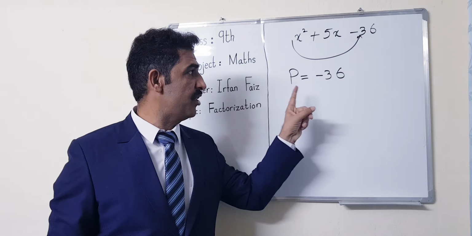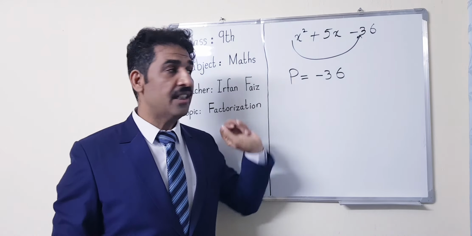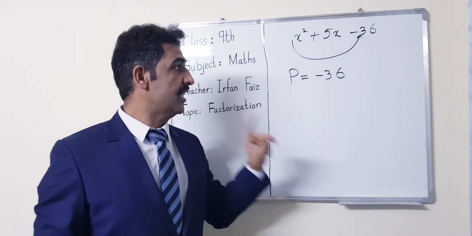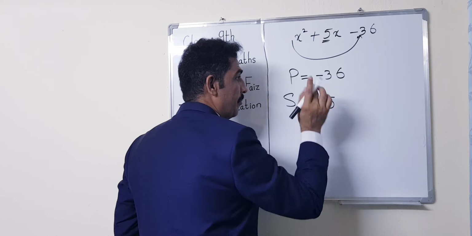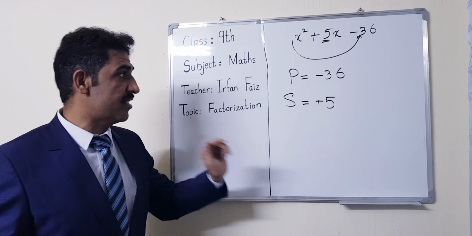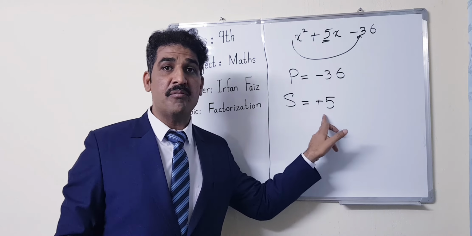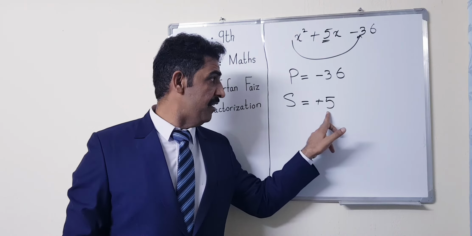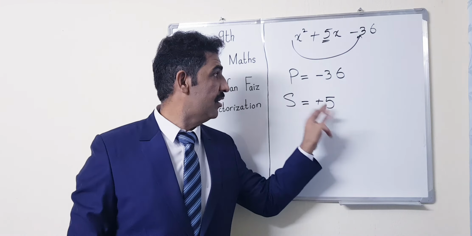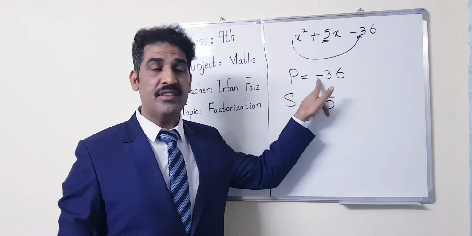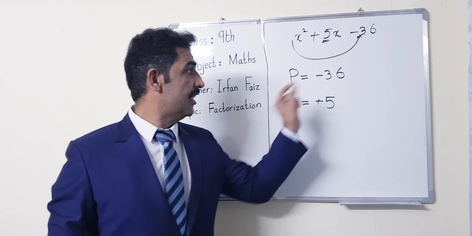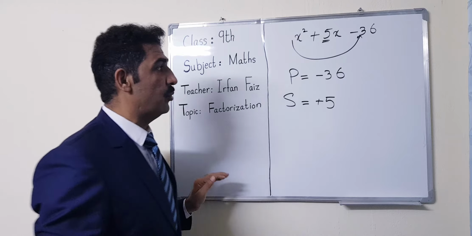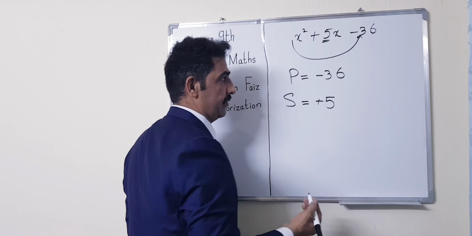Now keep one thing in your mind: when the product is negative, the second term, the middle term, we will denote by s, that is plus 5. In the previous questions, when we found the factors, we got this term by adding. But now when the product is negative, we will get this term by subtracting. So first of all, we have to find the two factors whose product is equal to 36.